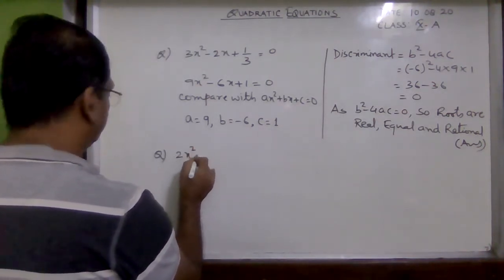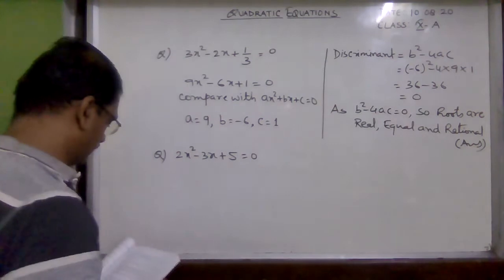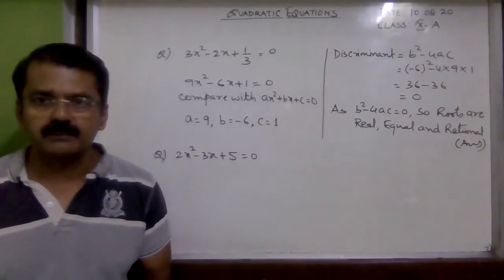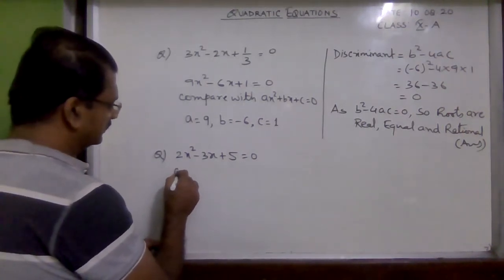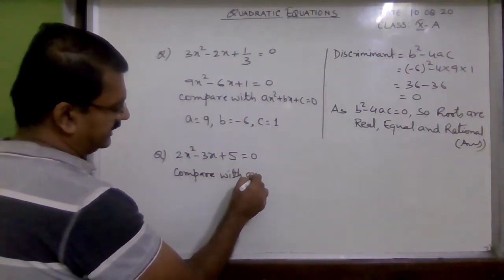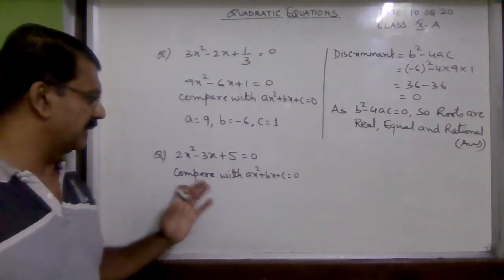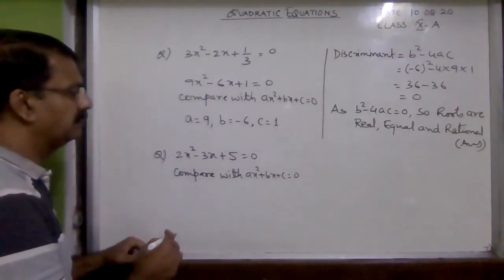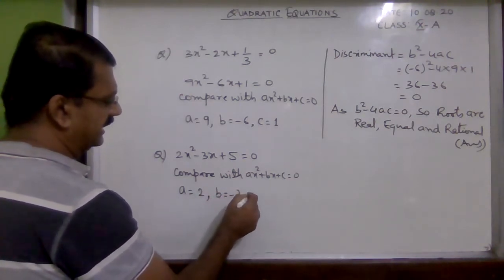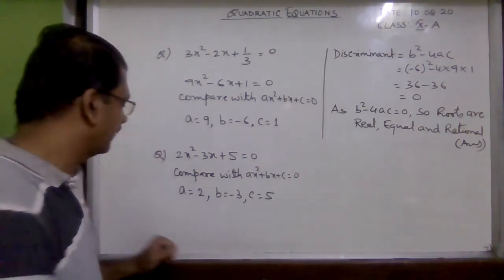Two x square minus 3x plus 5 is equal to 0. So first of all you have to find the nature of roots of this quadratic equation. So compare with ax square plus bx plus c is equal to 0. Then a will be equal to 2, b is equal to minus 3, c is equal to 5.